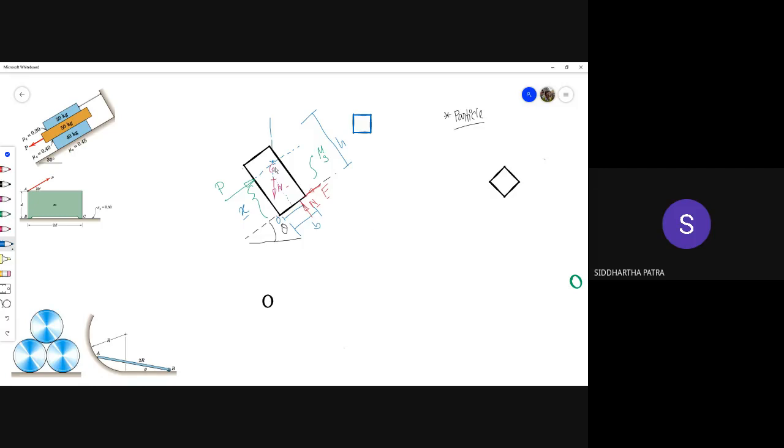You see, the resultant of N and F, the ground reaction, must pass through this point right here. The point of intersection of the lines of action of the weight and the externally applied force. Now there could be three situations.